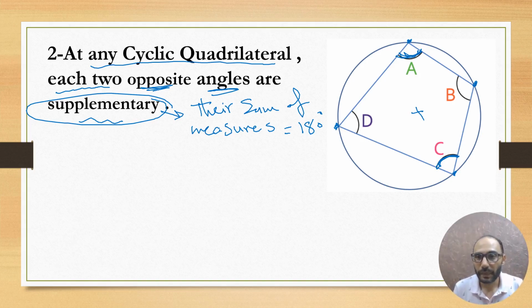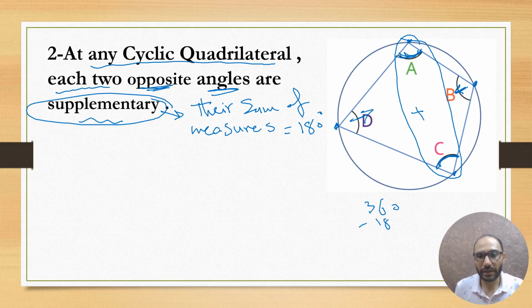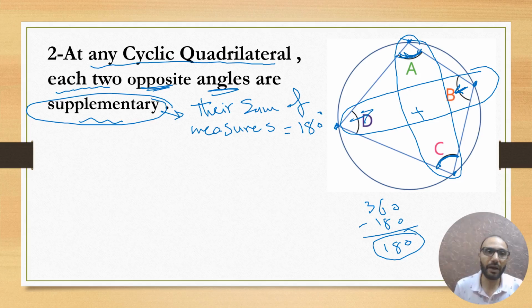And also directly the other two angles, their sum is going to be also 180 degrees, because you know that the sum of the measures of the interior angles of any quadrilateral must be 360. So if there are two angles whose sum is 180, then by subtracting 180 from 360, you will find that the remainder is also 180, which is the sum of the other two angles.